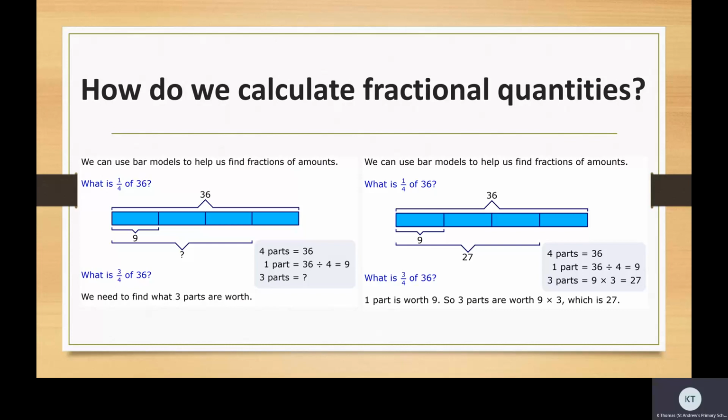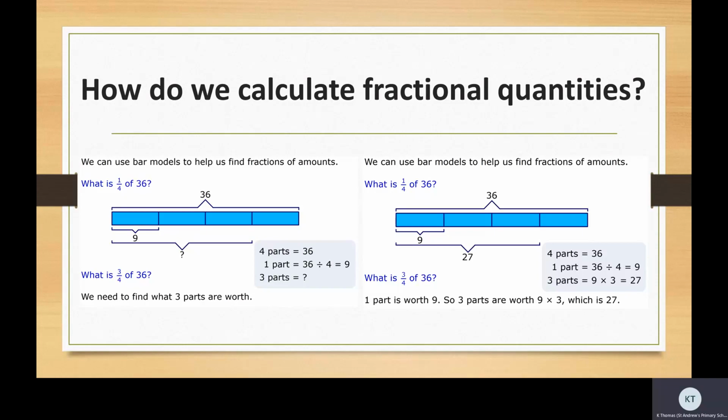What about if you were asked to work out 3/4 of 36? So we can use what we've already worked out. We know that 36 is the total. We know that we split our bar into 4 equal pieces. We know that 1/4, one of those pieces out of 4 altogether, is worth 9. So we'll use that information to help us work the next parts out.